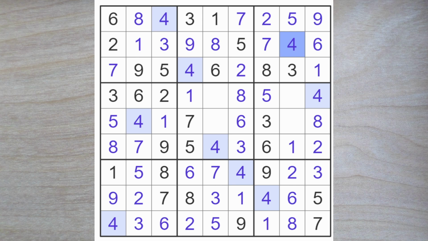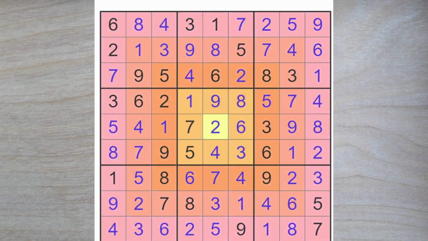2, 7, 9 still to be found. 7 blocks over, we have a 7 here. 2 blocks here, here's a 9. Which blocks over, giving me a 9 here, and a 2 here. That's it.